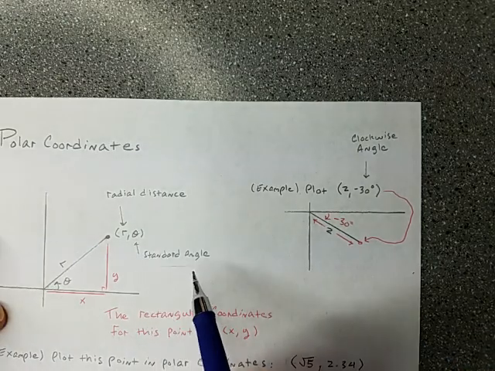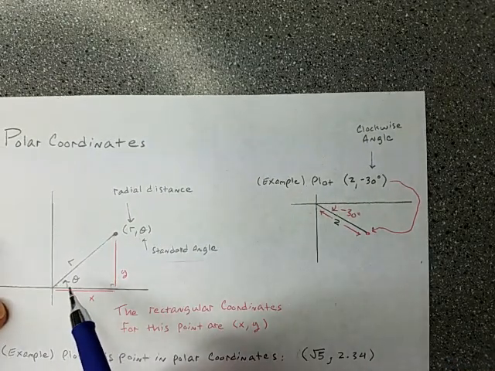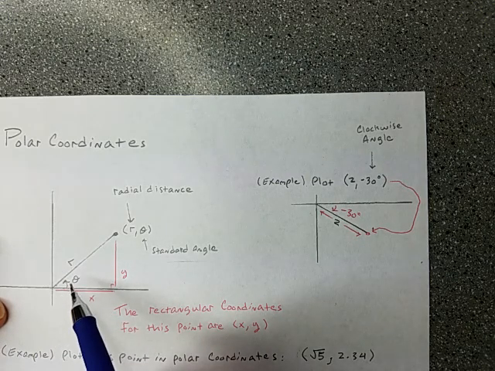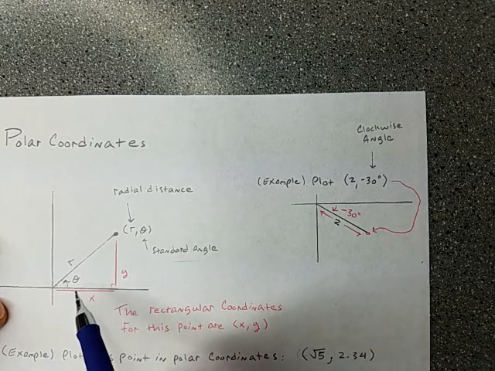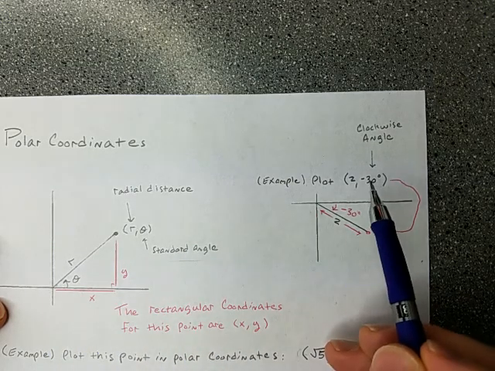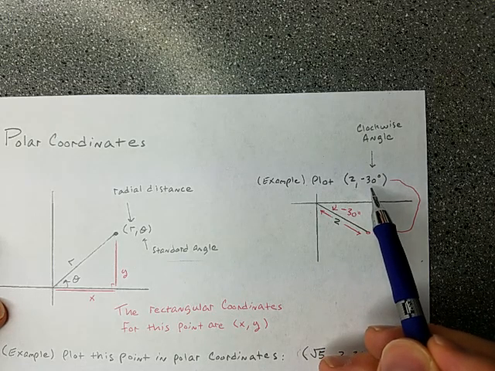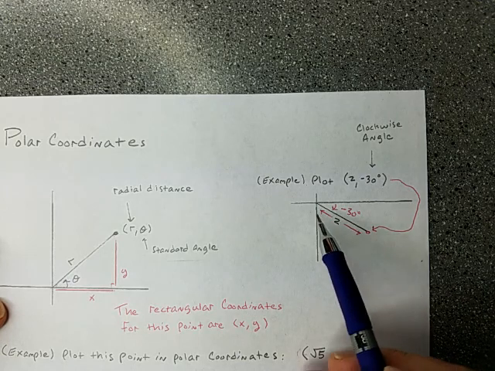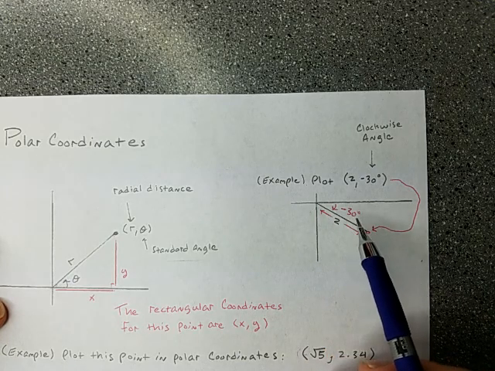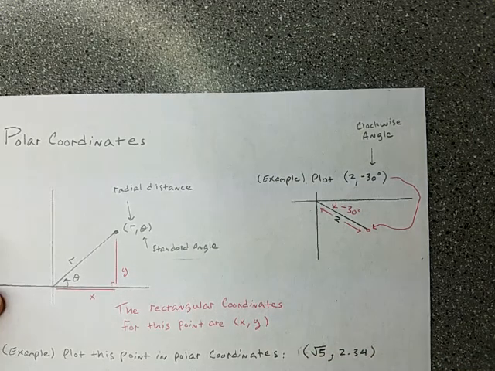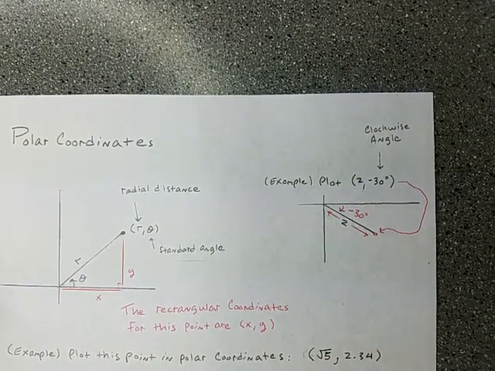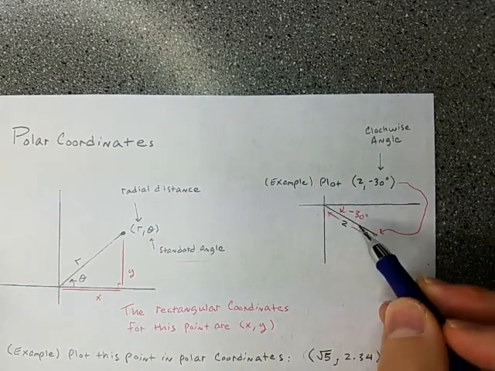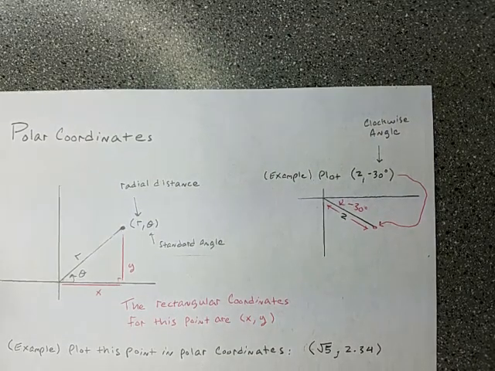When I say theta is a standard angle, remember that angles in standard position are positive if we rotate counterclockwise, and negative if we rotate clockwise. So that's going to be a clockwise rotation of 30 degrees. And then in that direction established by that angle, we'll go a distance of 2, by whatever your units happen to be. So there's that point. Rotate clockwise 30 degrees, then in that direction, go a distance of 2.